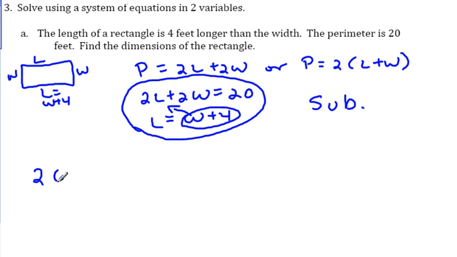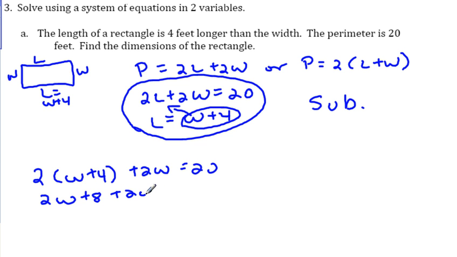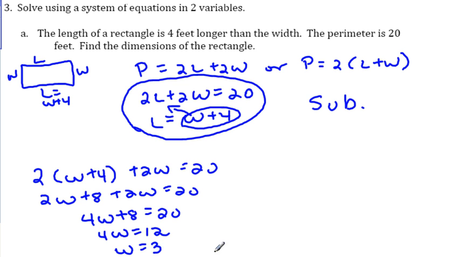So I have 2 times W plus 4 plus 2W equals 20. So that's 2W plus 8 plus 2W equals 20. 2W plus 2W is 4W plus 8 equals 20. Subtract the 8, and 4W equals 12. So W is 3.